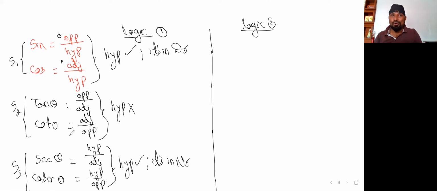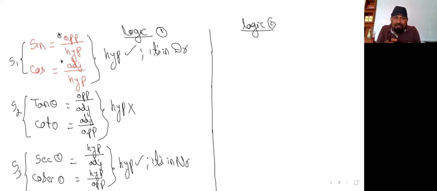Okay, in set 2, hypotenuse is not there at all. We don't want hypotenuse in that one. Then what will be there? As I said, the opposite side comes first. Opposite by adjacent. Now the second one, cot: as opposite was on top in tan, reverse it. Adjacent by opposite. That is the second logic.